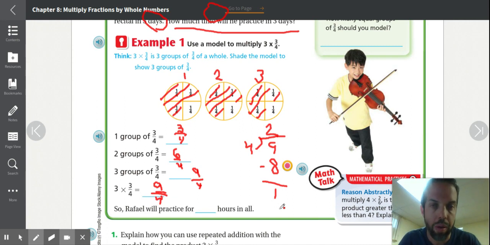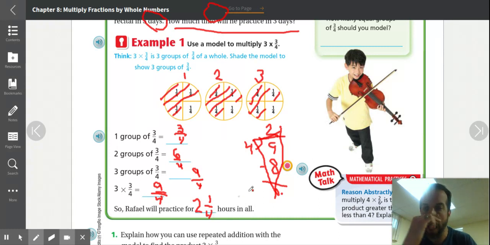Who remembers? What are the 3 words I have to say over and over again? Quotient, remainder, divisor. So I do that. Quotient, 2, 1, remainder, 4, divisor. So Raphael practiced for 2 and 1/4 hours in all. Okay. Now 9/4 you could also put. That's also correct. But I just wanted to show you guys how I would write that as a mixed number. Okay. So that's using our model.